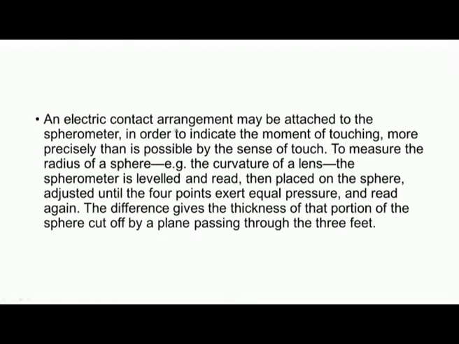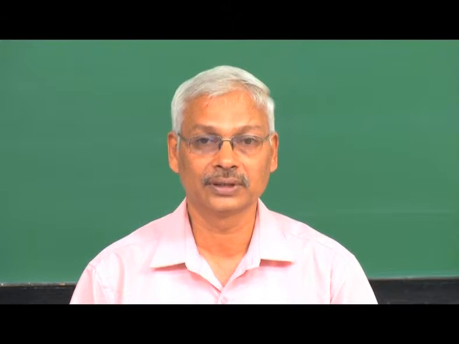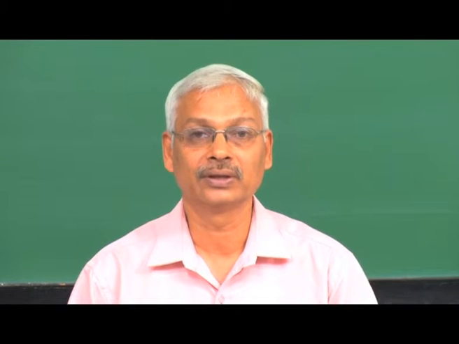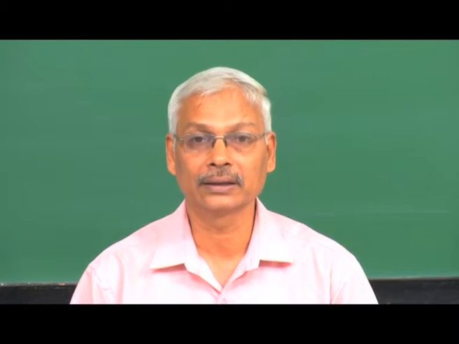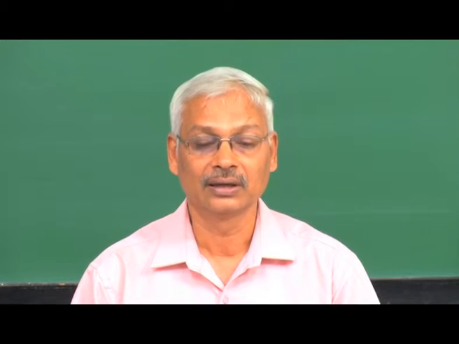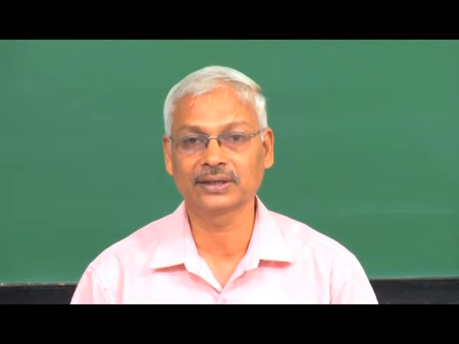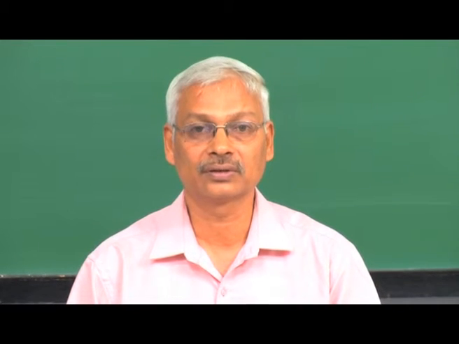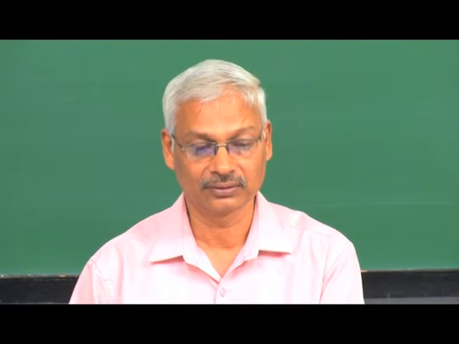An electric contact arrangement may be attached to the spherometer in order to indicate the moment of touching, that is, when the screw just touches the surface of the lens or workpiece, it indicates that there is contact. Otherwise, a simple method is we can always take a feeler gauge or a piece of thin paper. We should try to insert it between the screw and the workpiece surface. If it enters, it indicates that there is a gap. If it does not enter, it indicates that the screw is in contact with the workpiece surface.